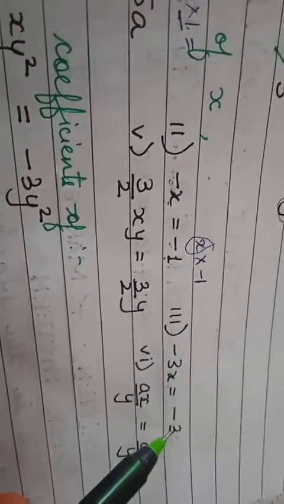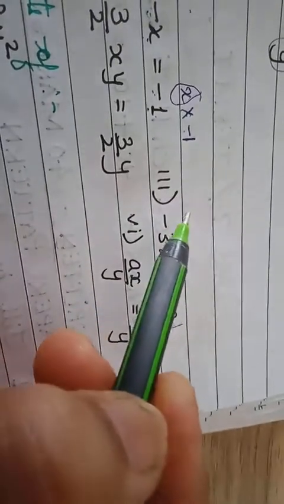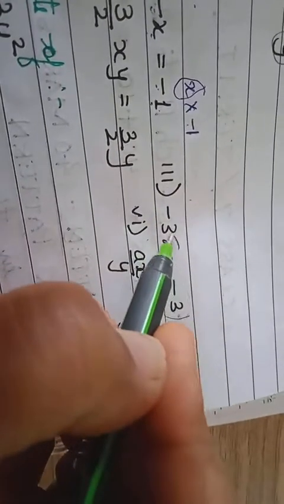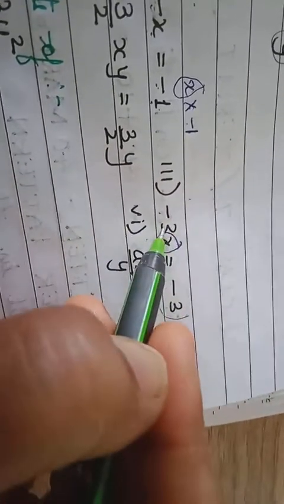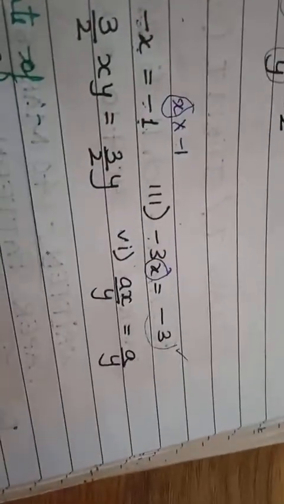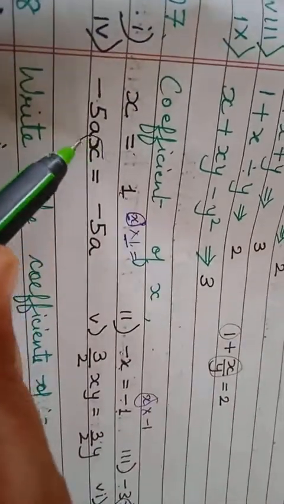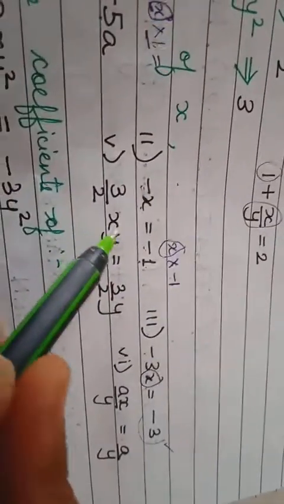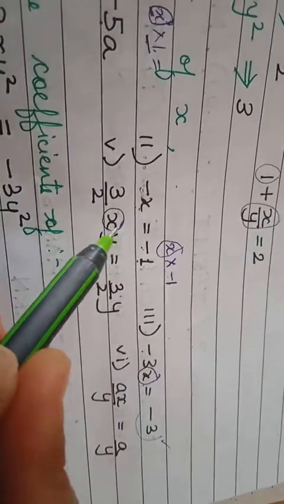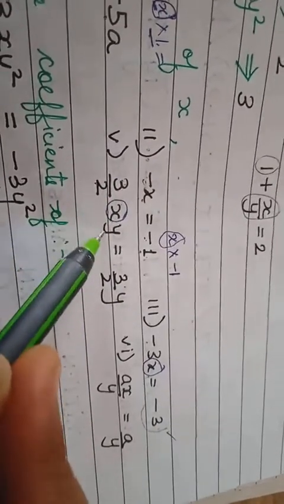Minus 3x is equal to minus 3. Minus 3 is the coefficient of x. So, in this case, since I have to find the coefficient of x, what I can do is circle x. So, other than x, whatever things are left, here minus is left, 3 is left, so that is called the coefficient, the easiest method. Now, in this case, coefficient of x, circle x. Now, what is left? Minus 5a, right? Minus 5a. Here, circle x. Why? Because we have to find the coefficient of x. So, other than x, 3 by 2 x, 3 by 2 y.